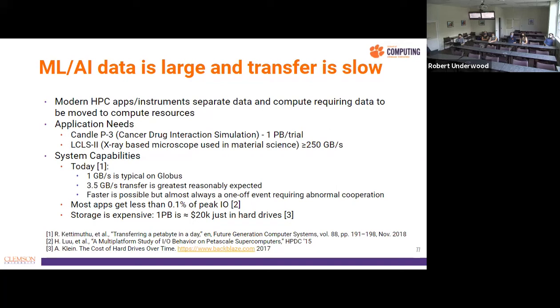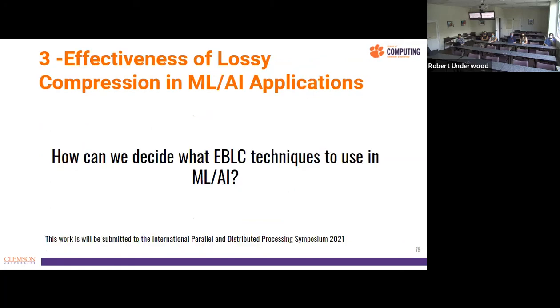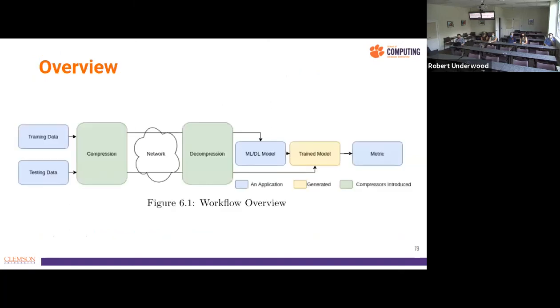And again, for network and storage resources, we find that most applications get less than 1% of the peak value available on their systems because they're sharing it with all of the other applications that exist. So dealing with these problems of storage and transfer are really important in the domain of machine learning and artificial intelligence. So the question we have here is, how can we decide what error-bounded lossy compression techniques to use in machine learning and artificial intelligence?